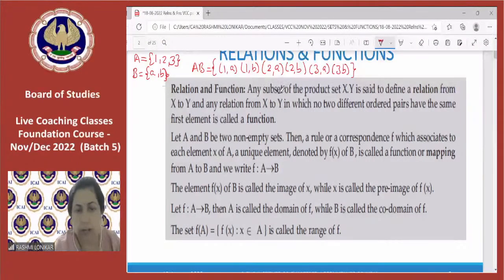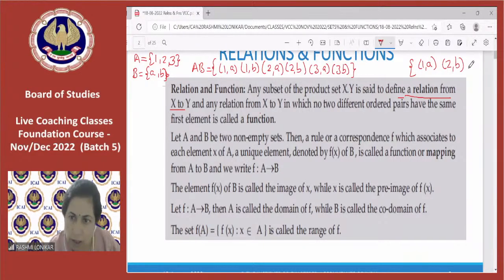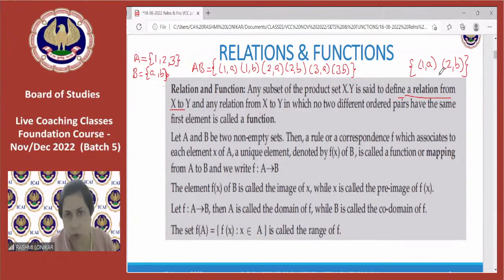So any subset of the product set X×Y is said to define a relation from X to Y. So this is defining a relation between X and Y. From this product set, if I take only this much, (1,a), (2,b), and so on, then we say that this is a relation from X to Y, and in this case, A to B.